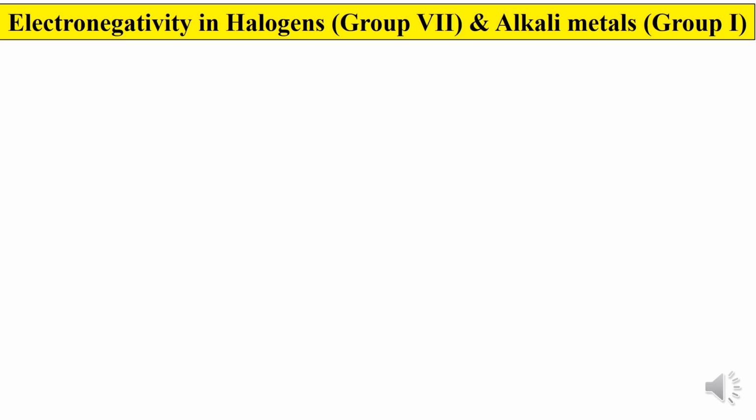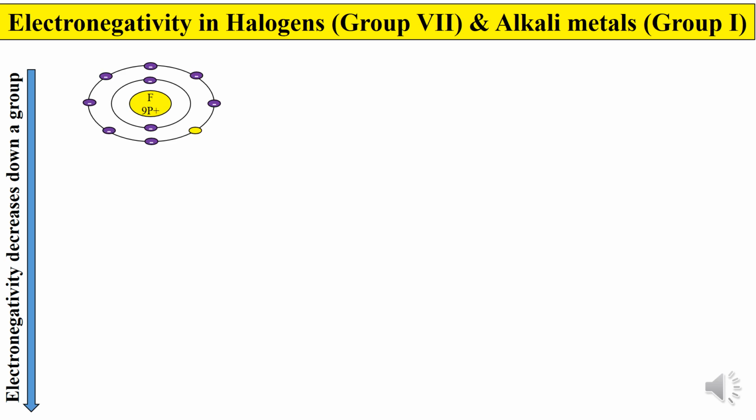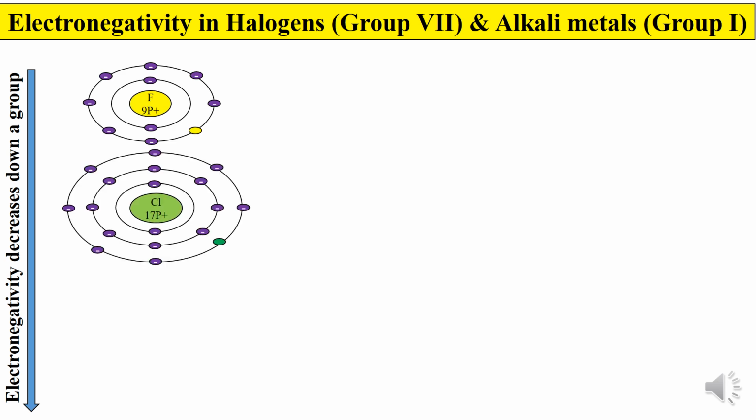Now let me compare the electronegativity of halogens with that of alkali metals. So I'll be comparing the electronegativity of group 7 with group 1 elements. And going down the group, the electronegativity decreases.